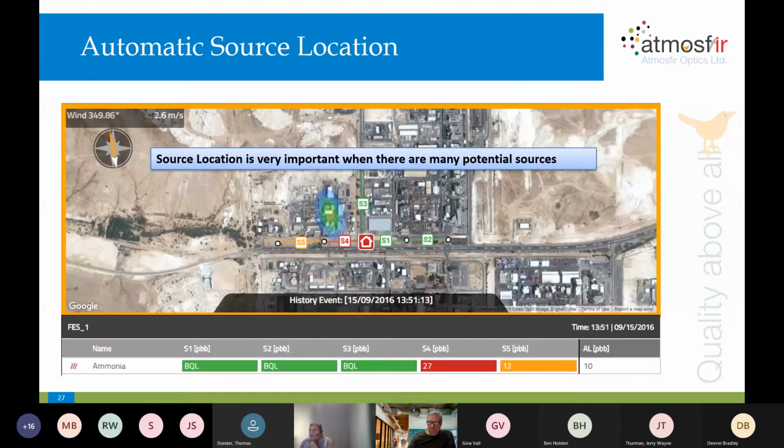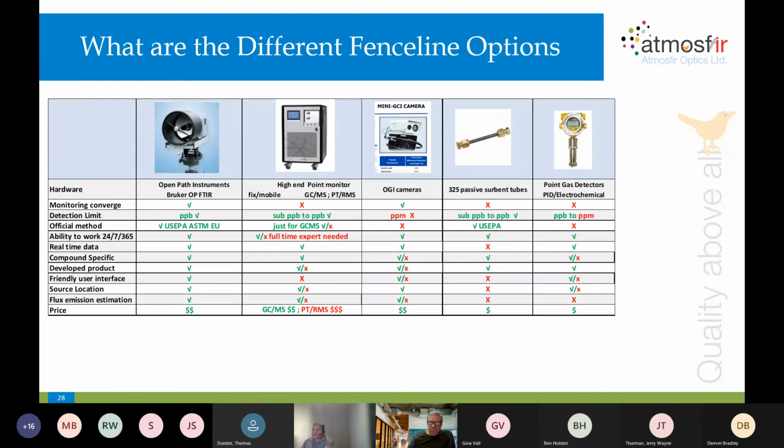We will do the job easily for you, and we will put all the data on Google Maps. So what you see in the circle, the brighter the color, the higher the probability that the emission is coming from that area. So now you can send your people over there. And this is very important when in the area you've got a neighboring gas station or neighboring facilities, potential sources.